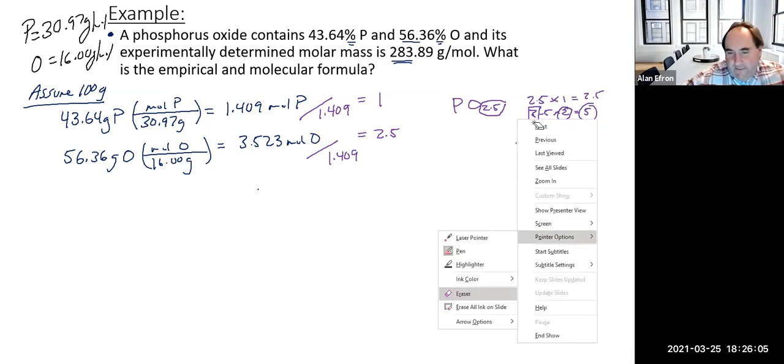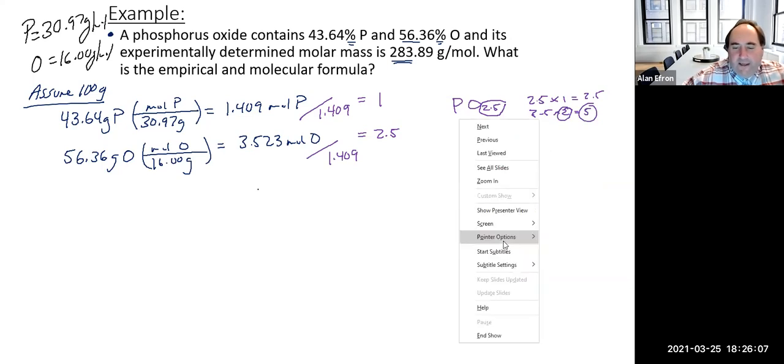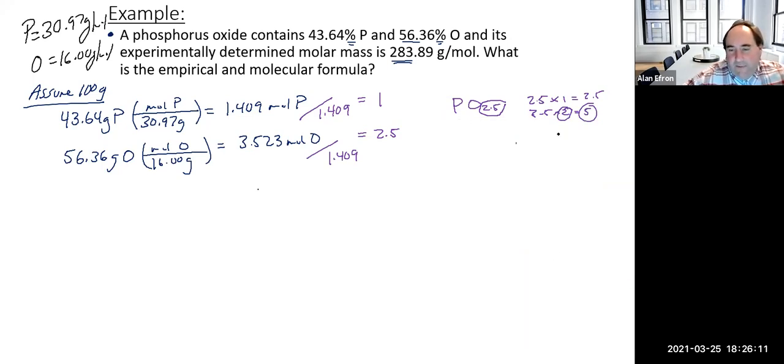Get rid of that box there. So we're going to take that empirical formula and multiply it by that factor of 2. And when we do, we end up with P2O5, and this would be our correct empirical formula. Any questions on that one there?